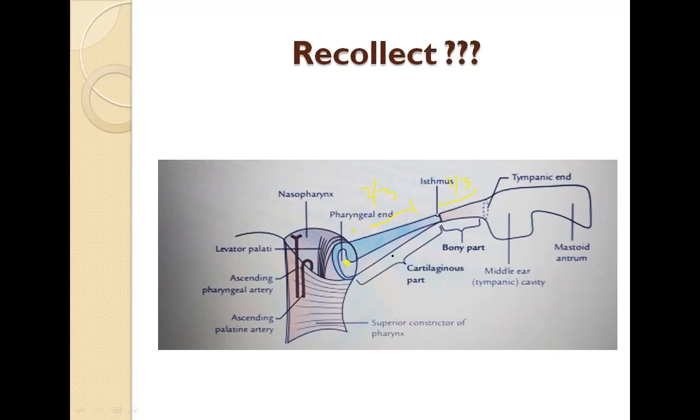The three important functions of the auditory tube are, first, it helps in maintaining air pressure equilibrium on either side of the tympanic membrane. Second, it protects the middle ear cavity. Third, it helps in the clearance of the middle ear cavity. So these three are the important functions of the auditory tube.